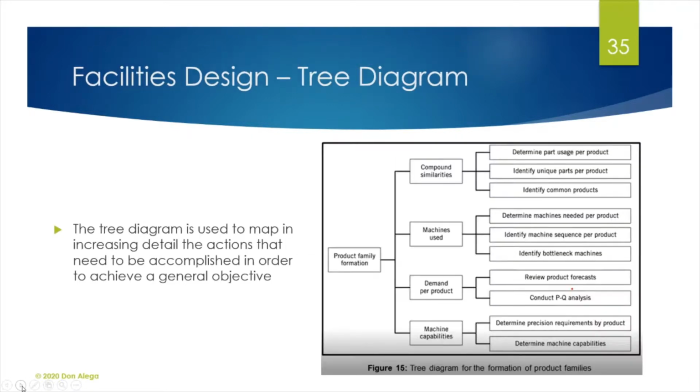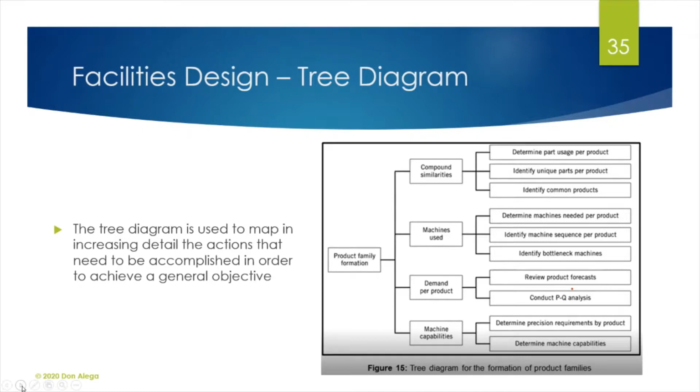Next, the tree diagram. It is used to map in increasing detail the action that needs to be accomplished in order to achieve a general objective. So, to summarize this tree diagram, ibig lang sabihin nito, we break down the broad categories into finer and finer levels of detail. Kumbaga, from general, 'di ba, to specific.